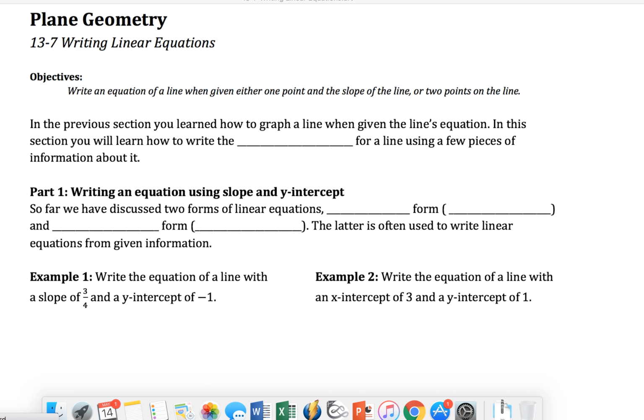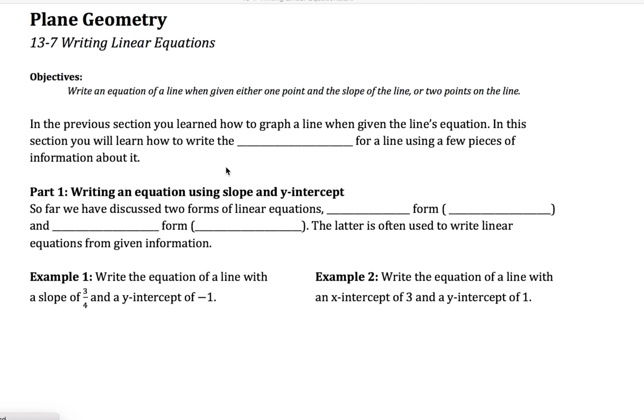Hi, welcome back everyone. In this video, we're going to be taking a look at several examples where we are going to write the equation for a line, or write what's called a linear equation. And like it says right here, in previous sections, we've graphed lines when we're given the line's equation. And now we're going to do the opposite. We're going to look at either the line on a graph or some information about the line, and we are going to write the equation for that line.